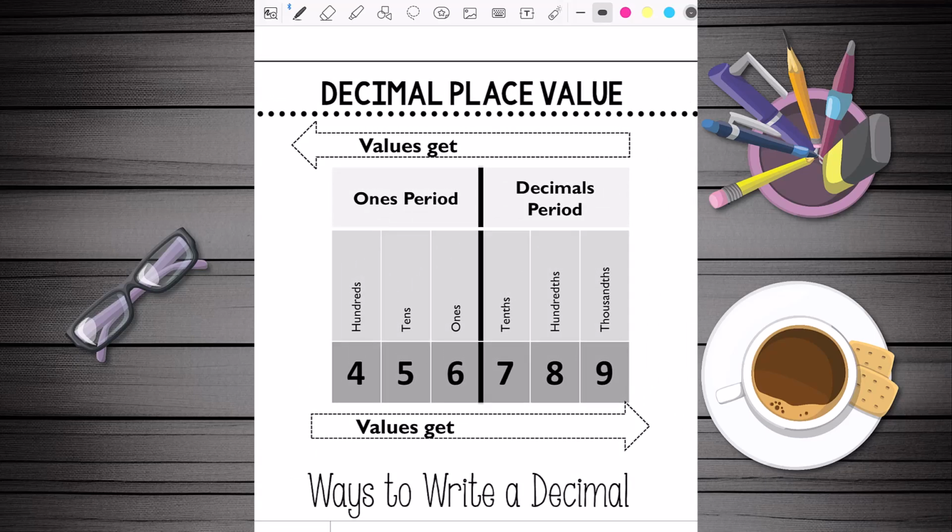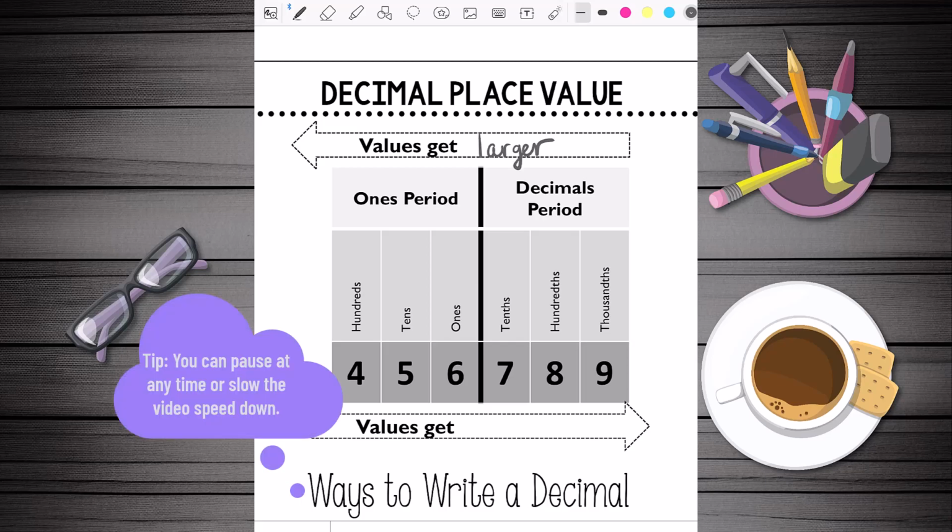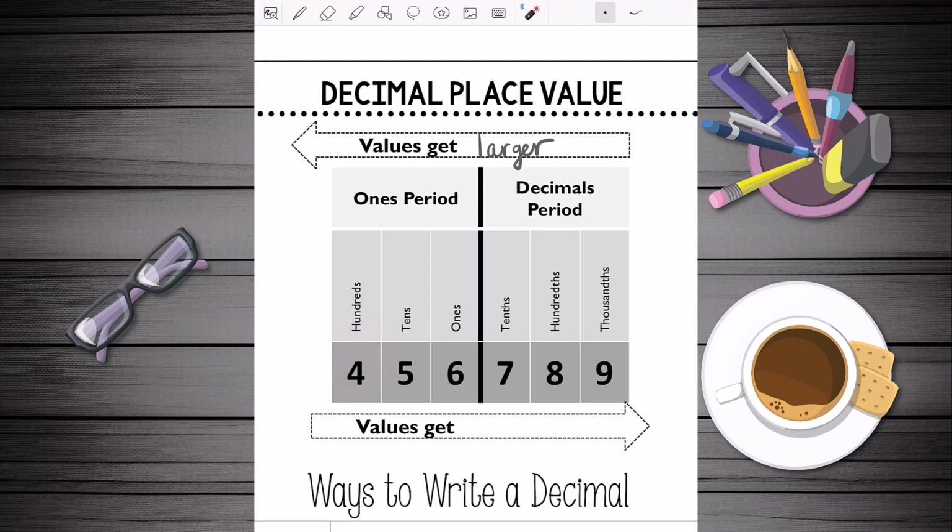Okay, so when we're talking about place value, the value of numbers, when numbers move to the left, the values get larger. Hundreds are bigger than tens. Tens are bigger than ones. They have more value, and so on. So in the hundreds column, a 4 would be worth 4 hundreds. In the tens column, a 5 would be worth 50. And then in the ones column, a 6 would be worth 6 ones. The values get larger as we move to the left.